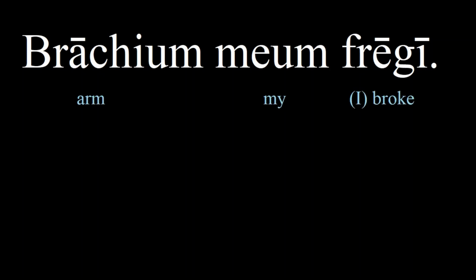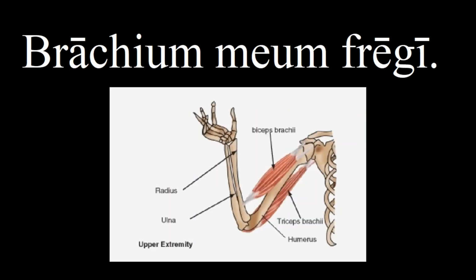I broke my arm. If you know anatomy, you might recognize this word for arm. The full name of the biceps is actually biceps brachii, and the triceps brachii. And fregi is the perfect past tense of frango. There is a sound change in this form, so it is less recognizable. Try to guess what the next sentence means.